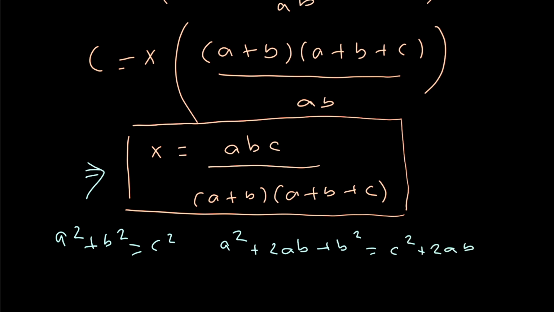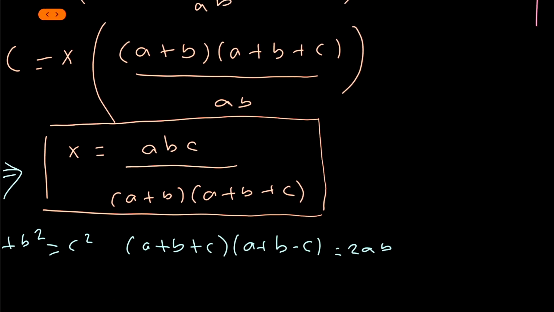On the left hand side we will get a plus b the complete square, and that would be equal to c square plus 2ab. I can subtract c square on both of the sides, so I will get a plus b the complete square minus c square equals 2ab. Now on the left hand side we can use the identity a square minus b square, so we will get a plus b plus c multiplied with a plus b minus c equals 2ab.